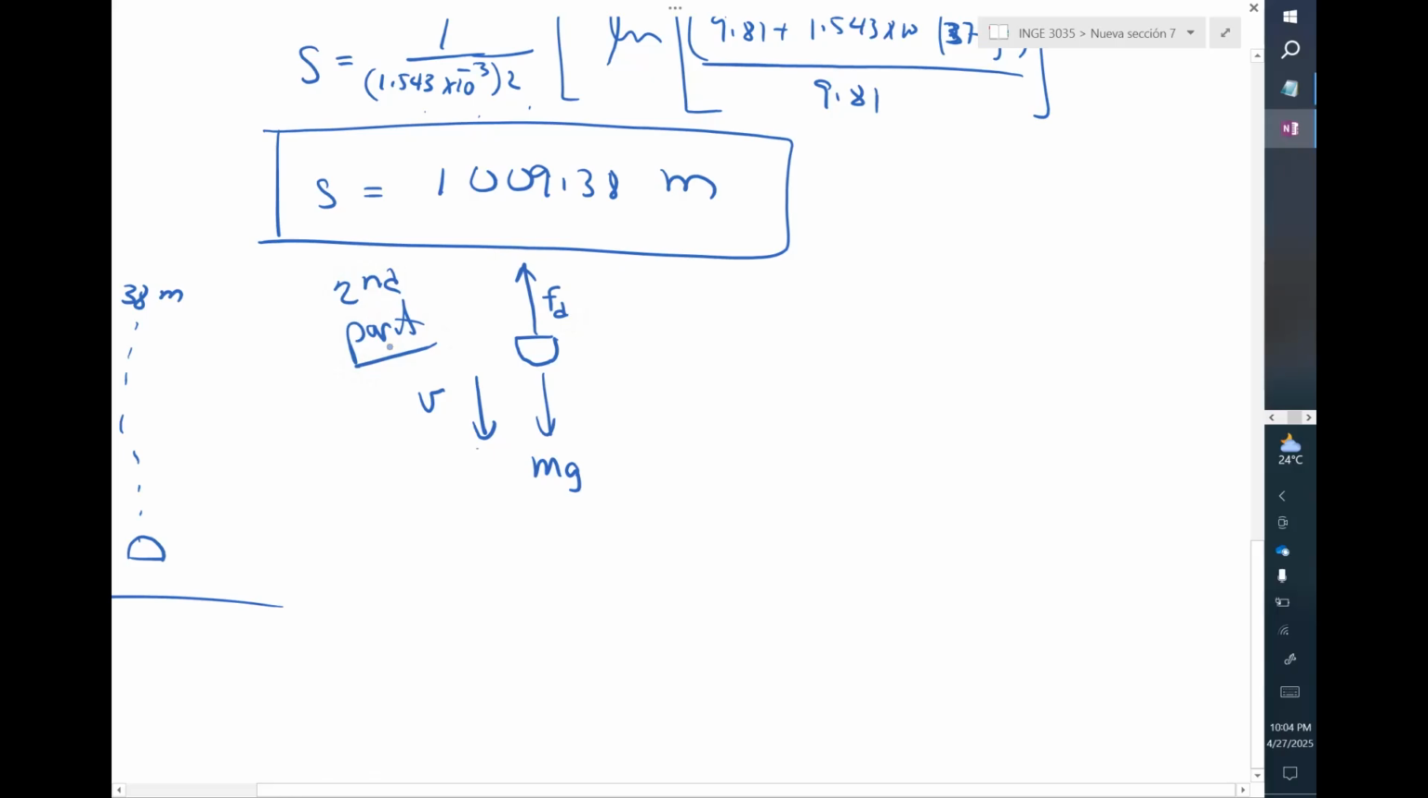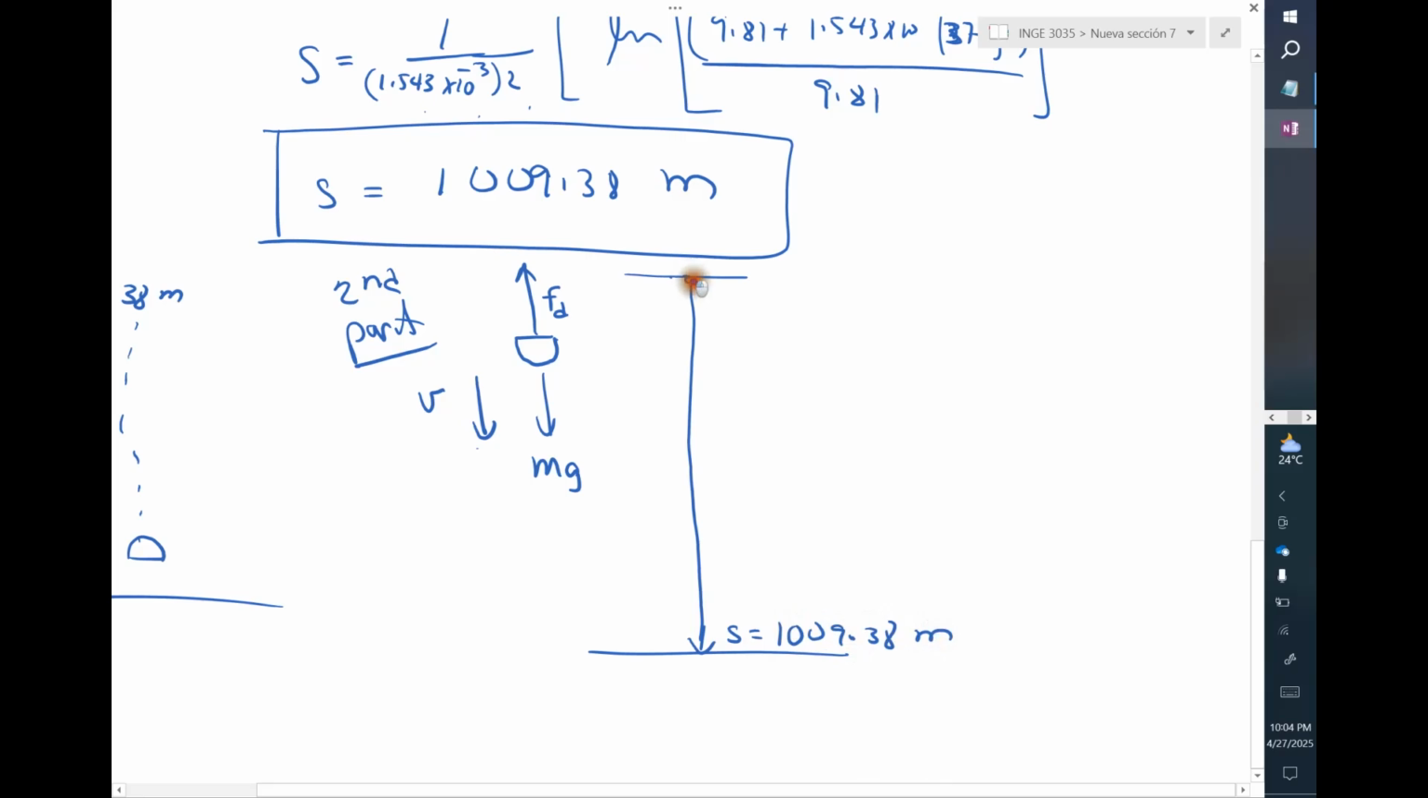All right, so what's the story? The story is that the bullet will start from here, from the top elevation, and will come down until finally it reaches a value of s equals 1009.38. So that's the story.